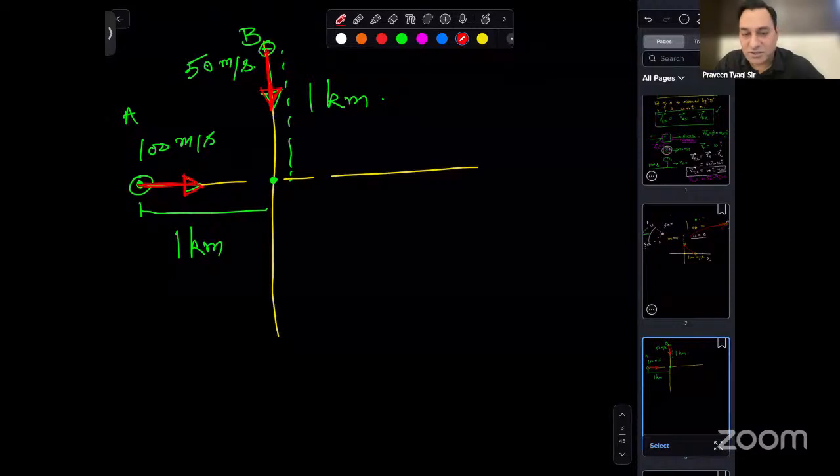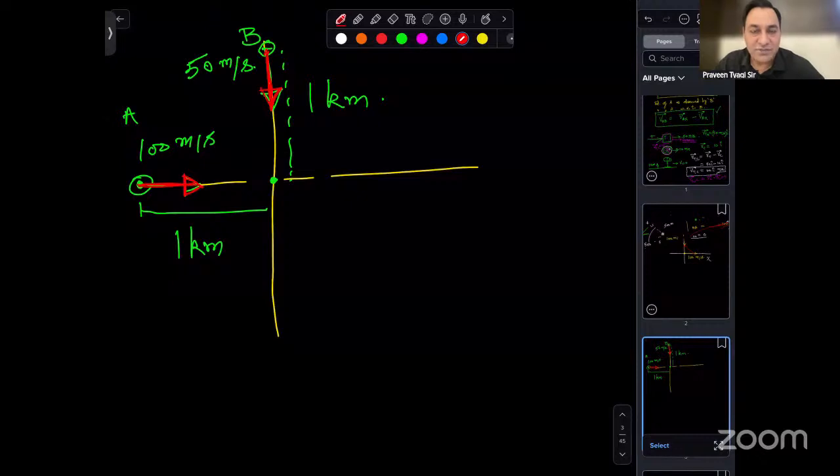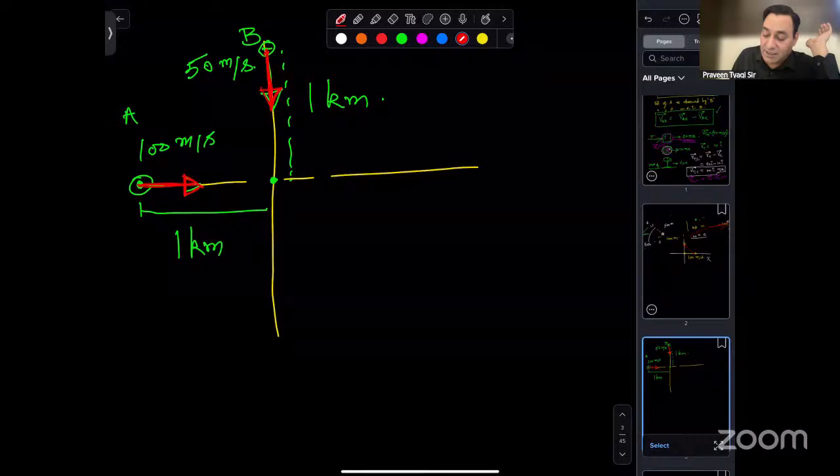Who will reach the origin first? Quick, A. This is a no-brainer, and yes, everyone can answer this. A will reach first. So you can also imagine and see that by the time B has reached half the path, half a kilometer, A has already reached the origin, and then A will move away and B will still keep coming closer to the origin, and there will be a time when they will come closest to each other.